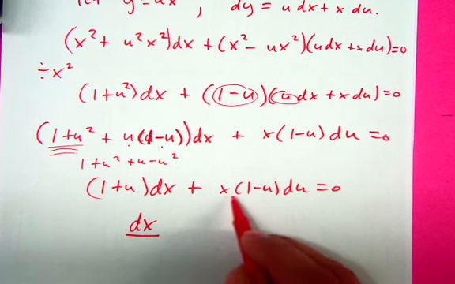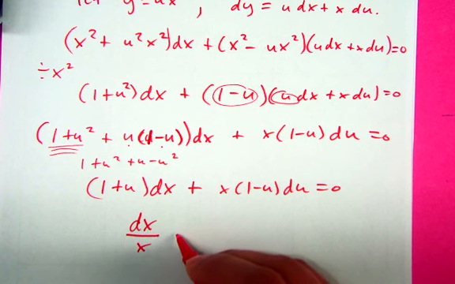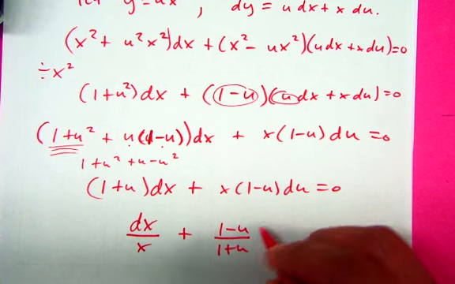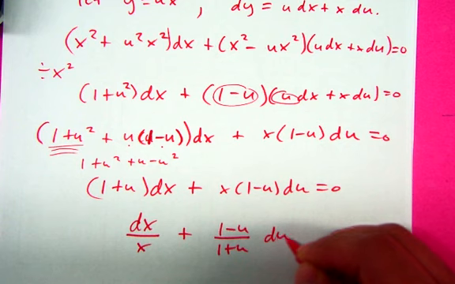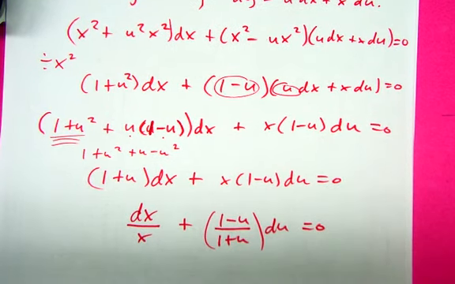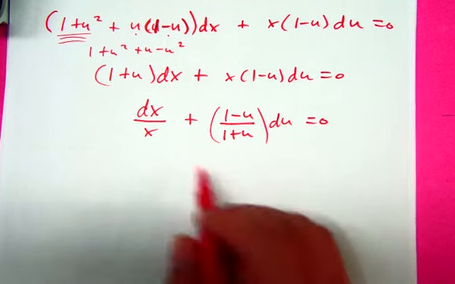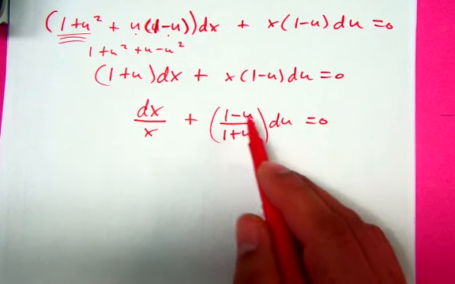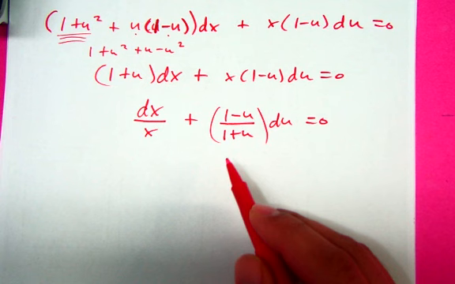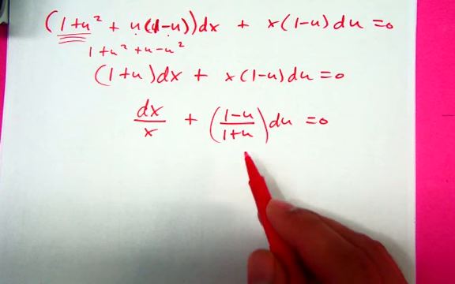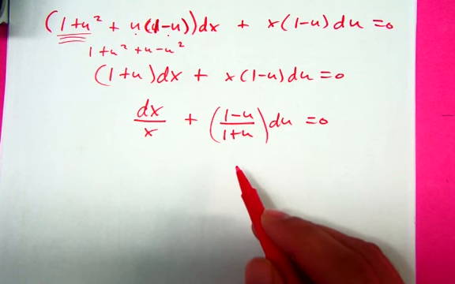Divide by 1 plus u and divide by x. So then we get dx over x plus 1 minus u over 1 plus u du. You could either put the du on top or just leave it like this. So now we've separated the equation. That was the hard part. Now I've got to solve it, right? Well, this part's easy to integrate. How do I integrate this? Eventually, yeah. I'm going to go ahead and solve this now because it's easier to integrate with just u as opposed to having another variable.